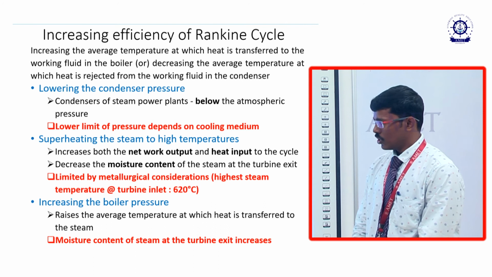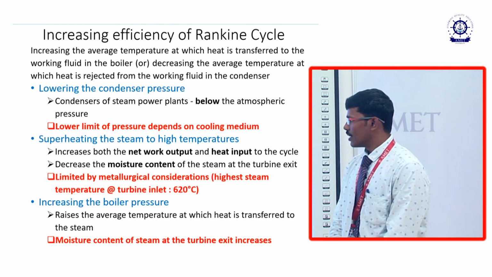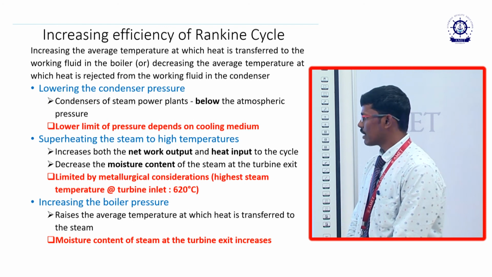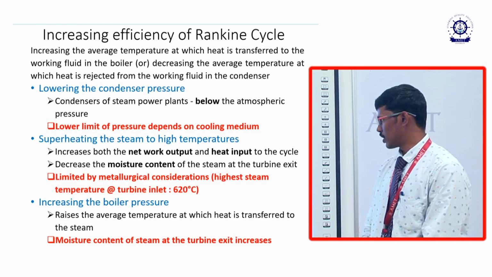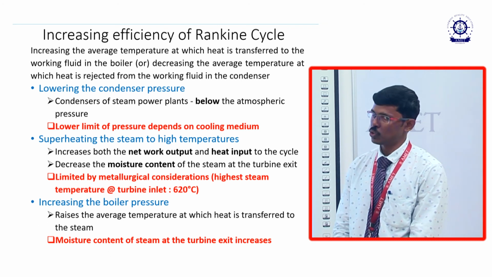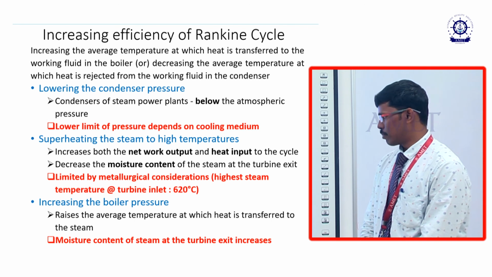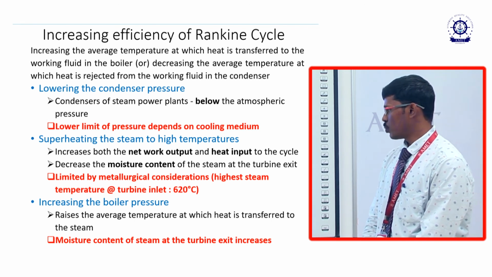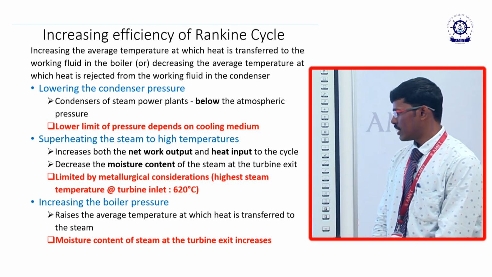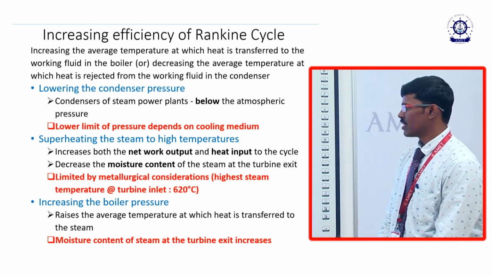This has an advantage, as it increases both the net work output and the heat input to the cycle, and also it decreases the moisture content of the steam at the turbine exit. But there is a limitation in the metallurgical consideration, because the highest temperature at which we can operate the turbine is limited to 620 degrees Celsius. The final method is increasing the boiler pressure. This raises the average temperature at which heat is transferred to the steam. That is the advantage, but the moisture content of the steam at the turbine exit increases. This is the disadvantage of increasing the boiler pressure.